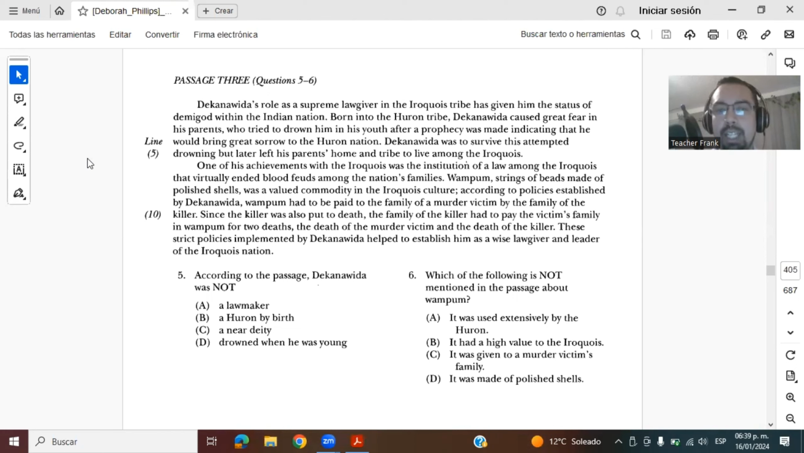All right, let's check this. Number 5 is D, drowned when he was young. Sometimes there are a lot of questions here, but drowned means that he died, right? And in this case, they tried to drown him. So that's something that did not happen. And number 6 is A. It was used extensively by the Huron, right? That is not mentioned. I think it was used by the Iroquois, right? That's who used wampum. Okay, so this is the end of this video.